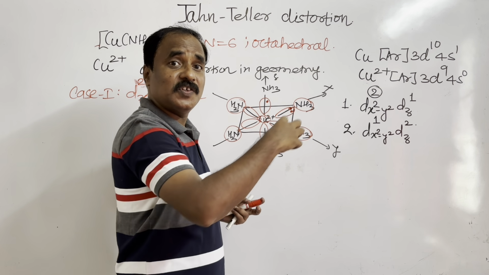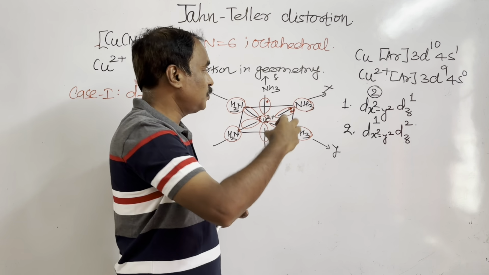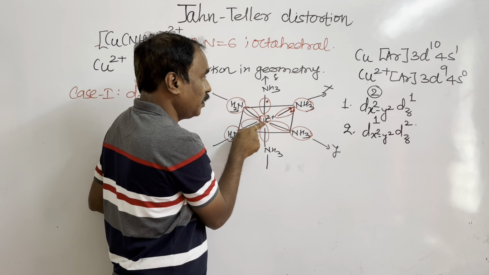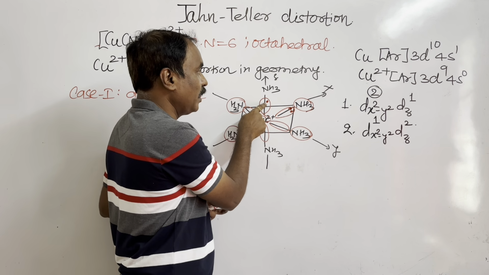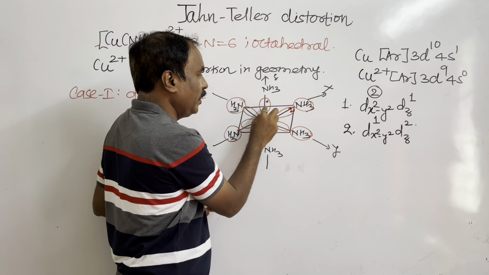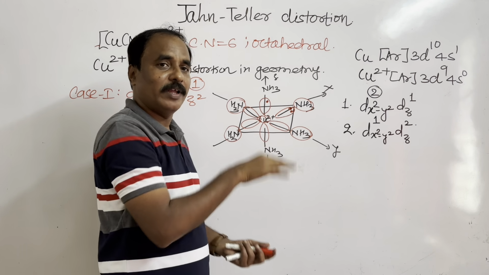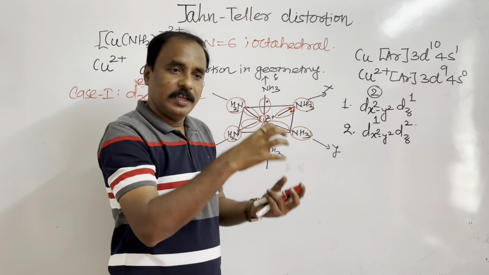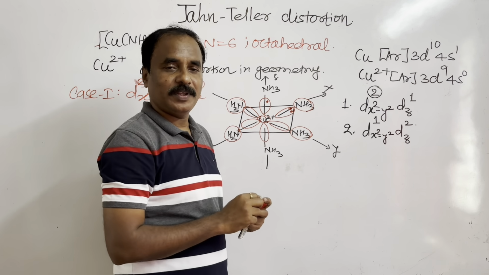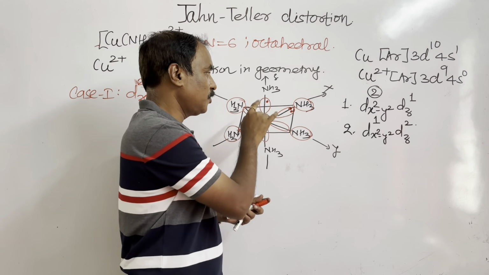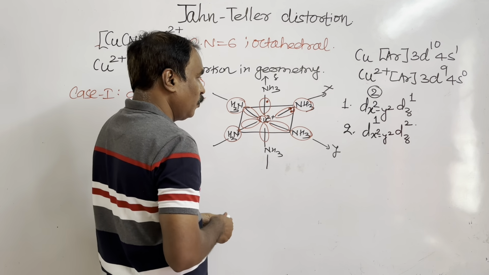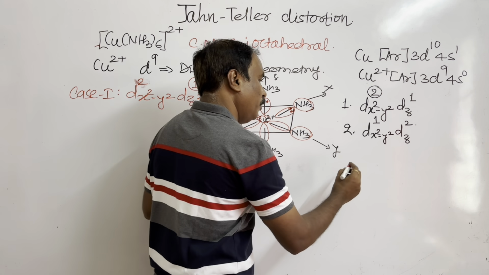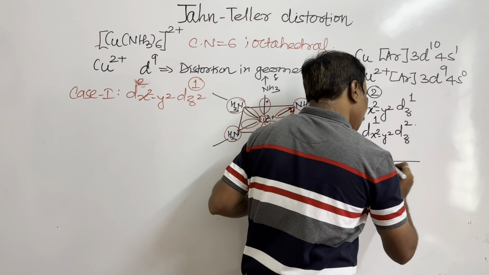And when there is elongation of equatorial bonds, what happens? There is a compression between the metal and the axial ammonia. Here it is the unpaired electron, a little force of attraction between dz square and these two ammonia. There is a compression in geometry: elongation of equatorial bonds and a compression of axial bonds. So here, in this geometry, elongation will take place.